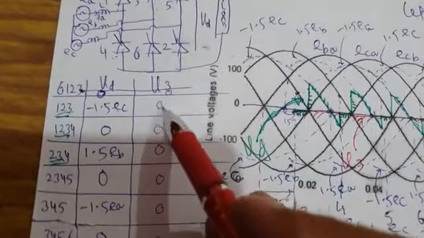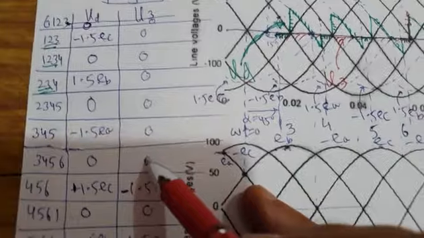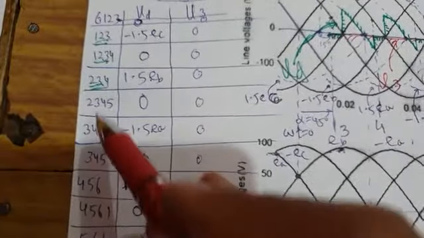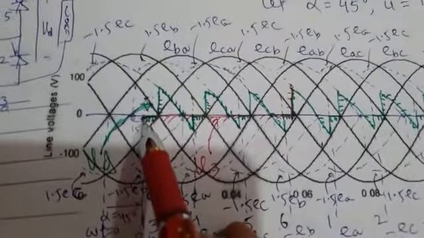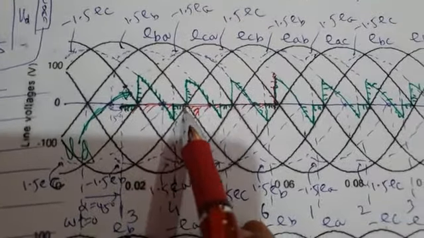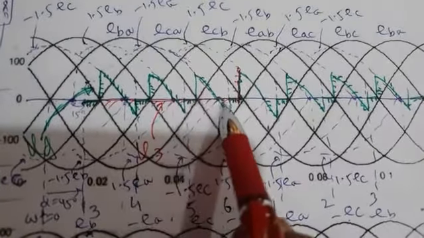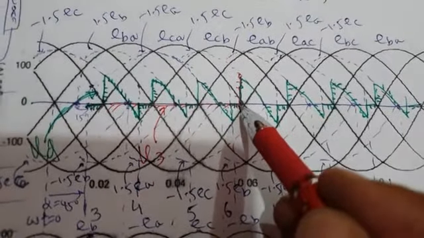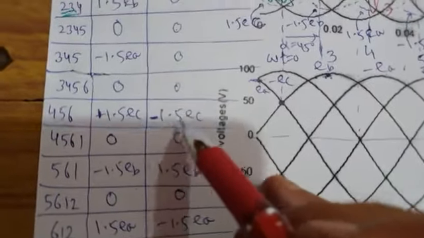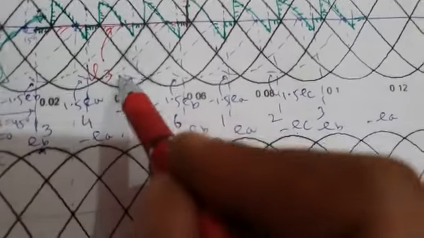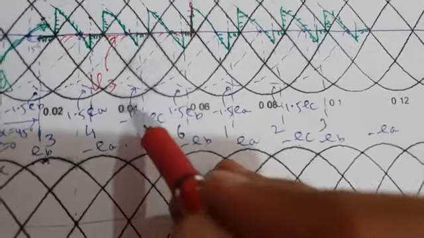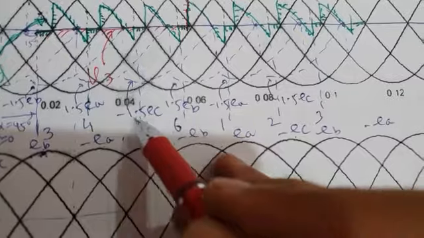So again, we'll see 1, 2, 3, 4, 5, 6, 7. For 7 intervals, valve 3 is continuously conducting, so valve voltage is 0 for 7 intervals. And then valve voltage is minus 1.5 EC for 45 degrees. Why is it minus 1.5 EC? You can see this is minus 1.5 EC. I have labeled it as minus 1.5 EC.